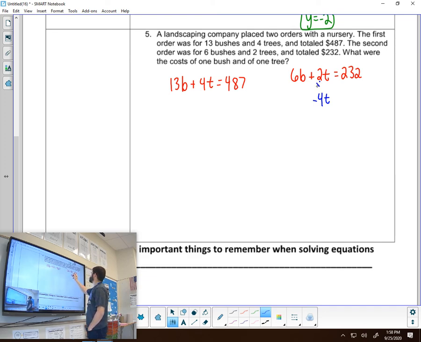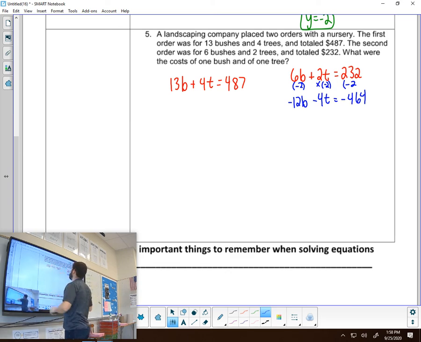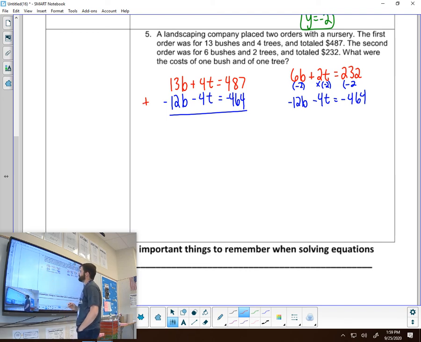So to get that there, I need to multiply by a negative 2, right? Well, if I multiply that by negative 2, I need to multiply this by negative 2, and that's going to make a negative 12b. And I also need to multiply this by a negative 2, and that's going to make a negative 464. Okay, but now I have these two that match up, so I can bring this whole thing over to this side, and I can rewrite it underneath it. I can write negative 12b minus 4t equals negative 464.